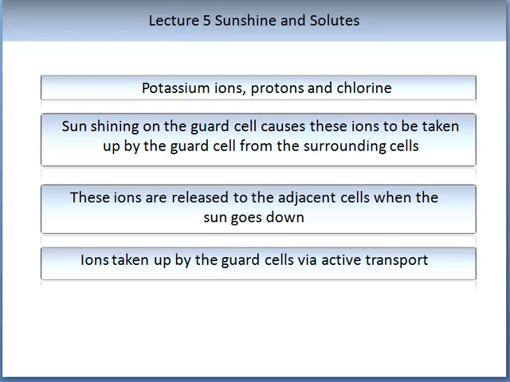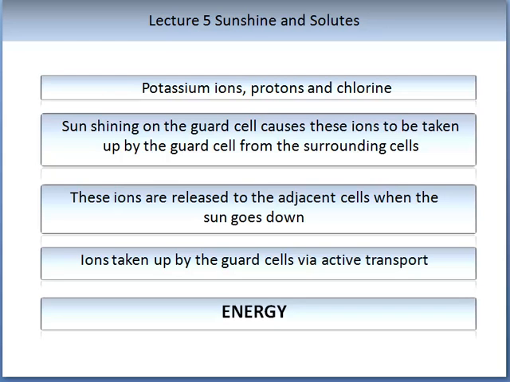Ions are taken back up in the guard cells via the process of active transport. We were first introduced to active transport in Lecture 3 in the nutrient lecture, and the concepts are the same here. Therefore, where an active transport process is involved in any biological activity, it requires energy. So it requires energy to open and close the stomate.